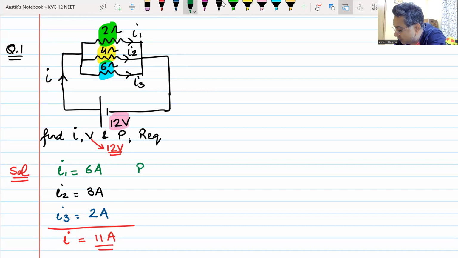What will be the power P1 in the first resistor? We can write it as V square by R1. That is the simplest formula because V is same. You can also find it as I square into R. Doesn't matter, you can do it in any way. V square by R I am using. So how much is that?